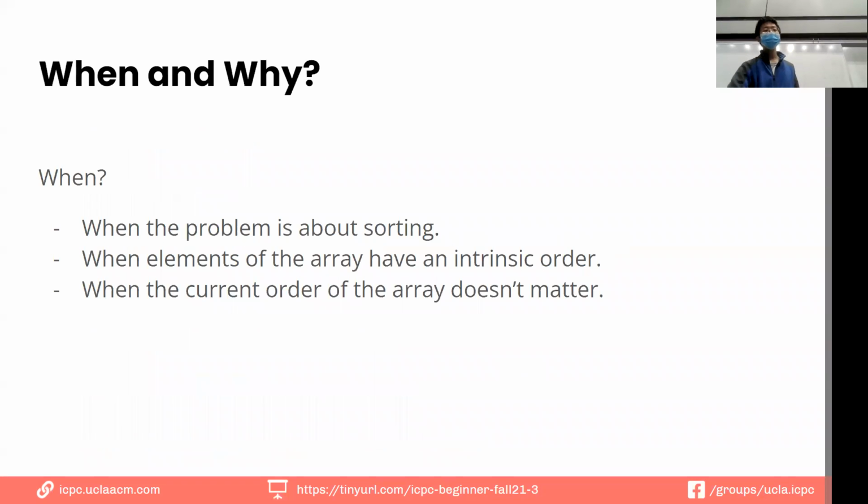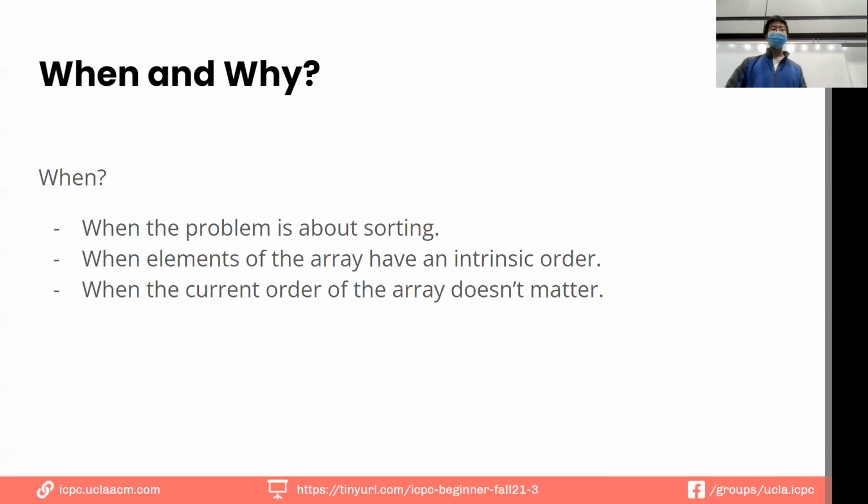And now let's talk about when and why you want to use a sorting algorithm in your code. First of all, when the problem explicitly asks you to sort something, you should probably sort it, right? And also when the elements of the array have an intrinsic order, you want to think about sorting. You don't necessarily have to sort, but the idea of sorting should come to your mind, and then you should think about whether or not you want to sort.